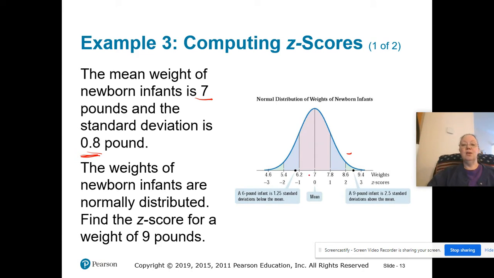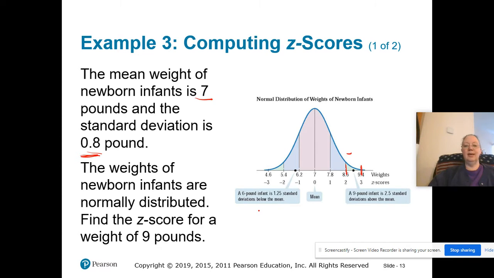The weights of newborn infants are normally distributed, and we want to find the z-score for a baby that weighs 9 pounds. So one standard deviation, we would be at 7.8. Another standard deviation, we're about 8.6. Another standard deviation, we're at 9.4. So you know this 9 pounds is somewhere in between 2 and 3 standard deviations. We're above the mean. What we're going to do is figure out exactly how many standard deviations it is above the mean.